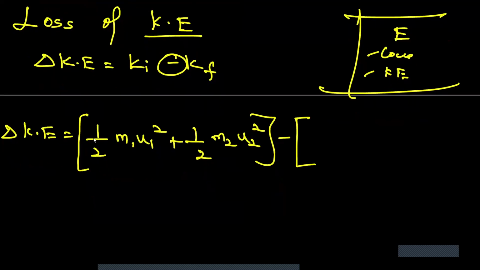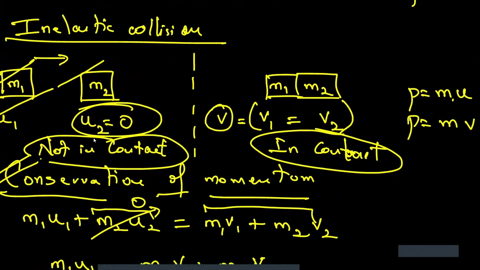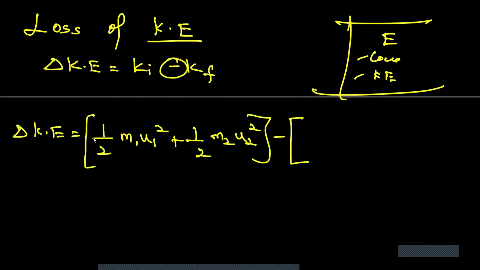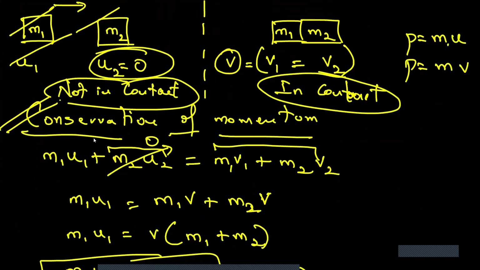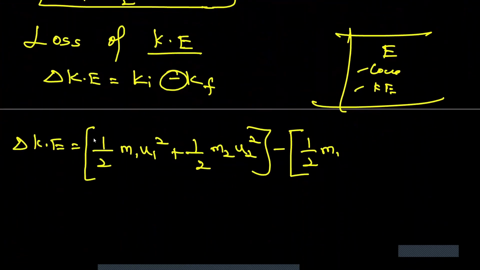Now Kf means final kinetic energy, which means I'm supposed to talk about the diagram on the right-hand side. What's the only change? All the u's become v's. So it'll become half m1. Think carefully: instead of using v1 and v2, because both are the same after they clash, I'll only write v. So it'll be half m1 v square plus half m2 v square. That's it. This is called framing the equation.